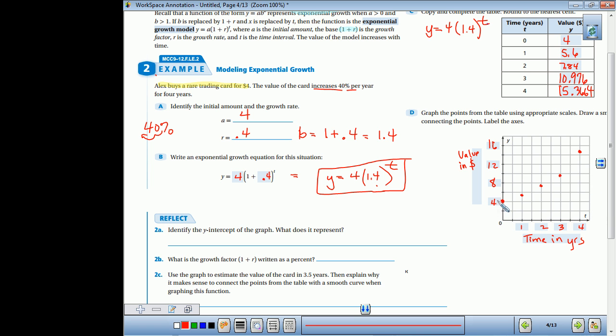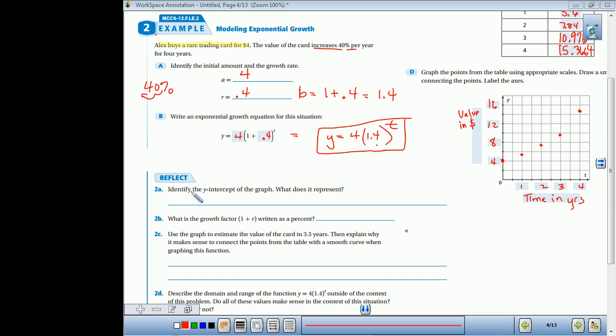Okay, do you notice a little curve to that? Yeah, does look like a little curve. All right, let's come down here and answer some of these questions. It says identify the y-intercept of the graph. The y-intercept was the point 0, 4, wasn't it? And what does it represent in terms of our word problem? The y-intercept is always going to represent the initial, and in this case, investment. So whatever the initial amount was.